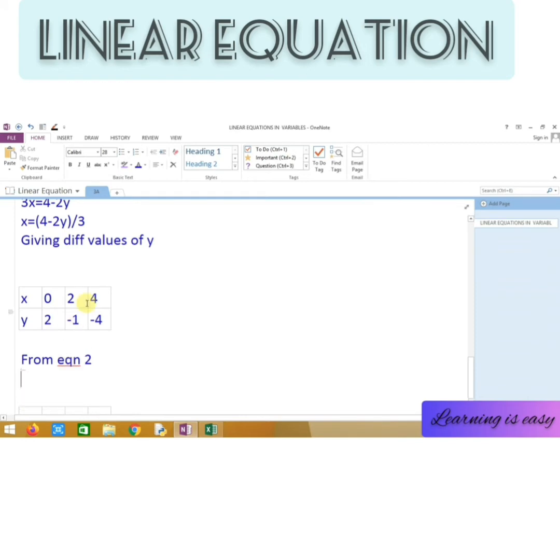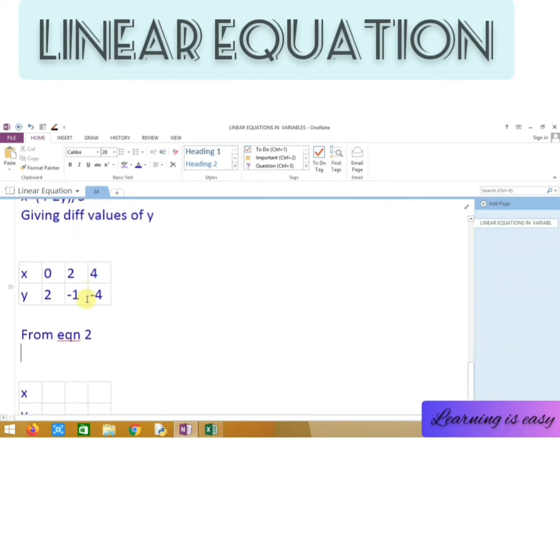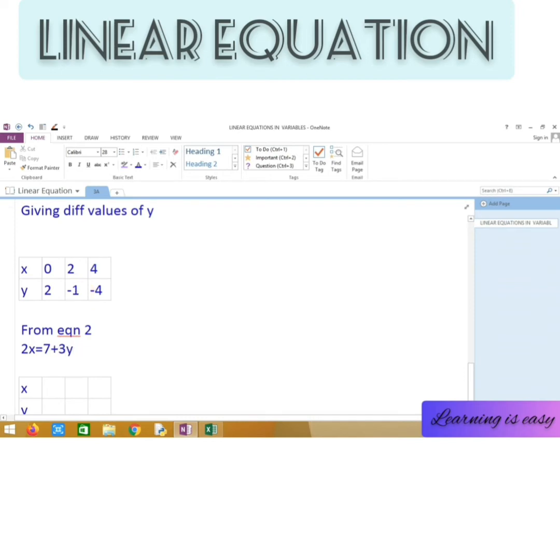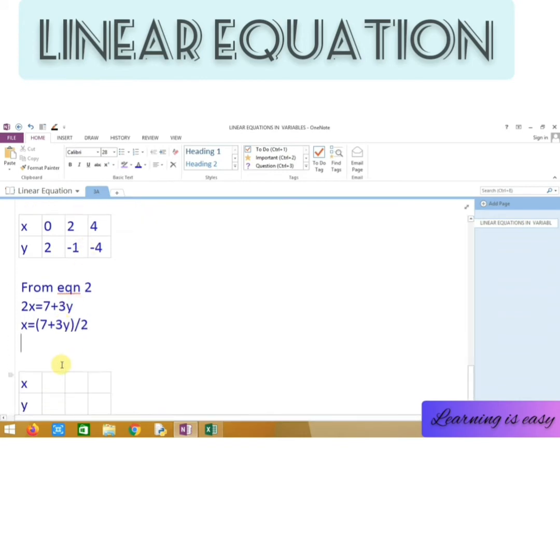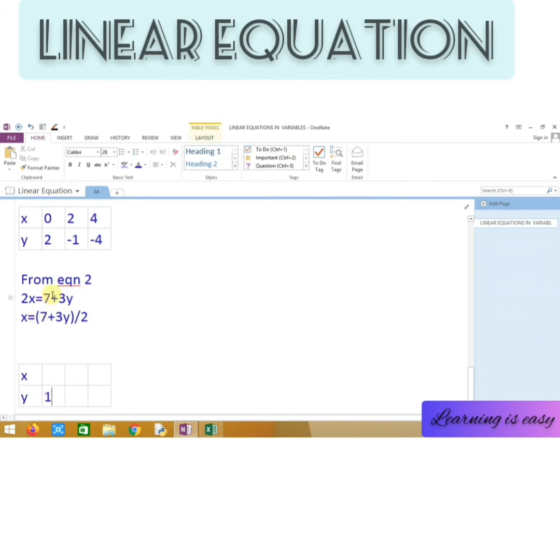Next we can take equation 2. From that, 2x equal to 7 plus 3y. So the value of x is going to be 7 plus 3y divided by 2. Again, by giving different values for y, we can get the value of x. And we can plot it in the same graph sheet along with equation 1, to look at the point where both lines intersect, which makes the solution.